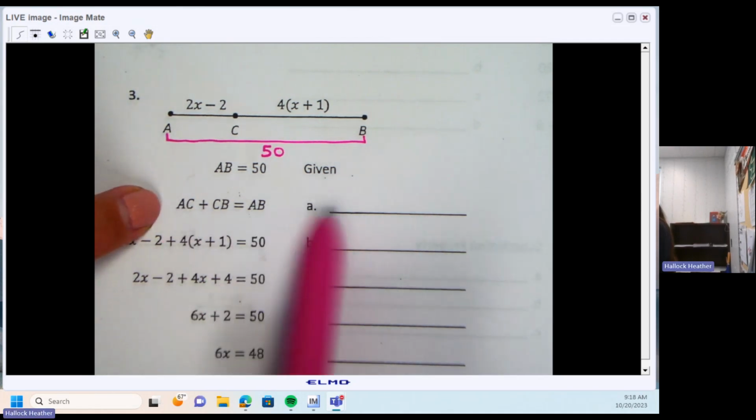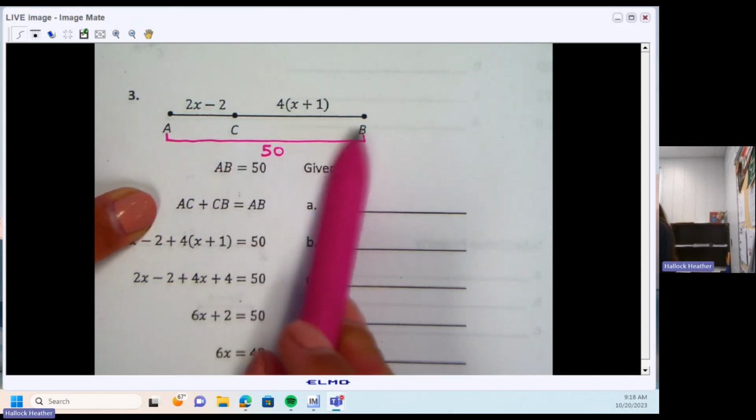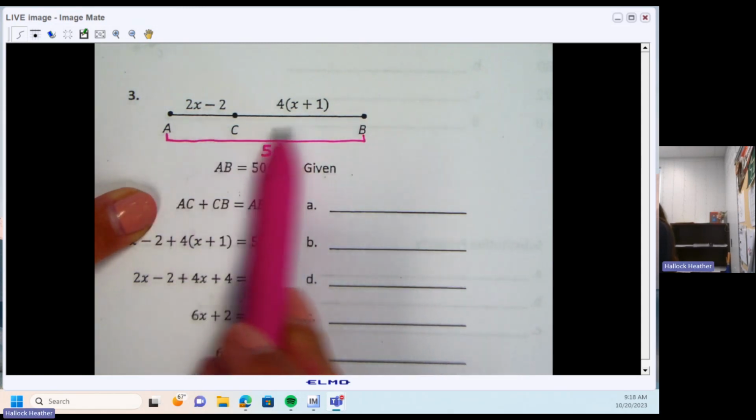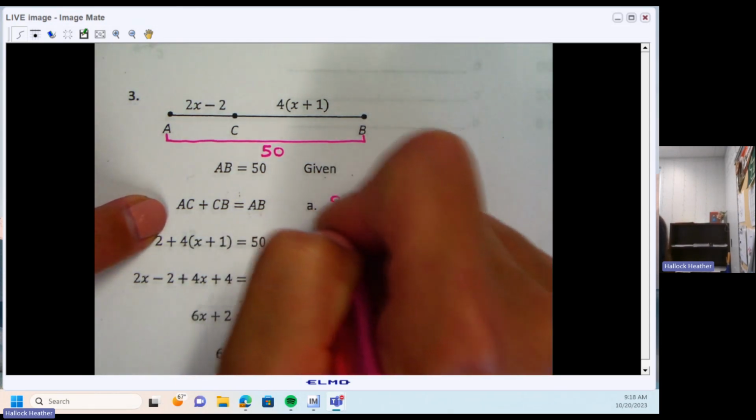From here to here, it says AC plus CB is equal to AB. There are no numbers at all. So this is representing a theorem or a postulate. So what we're going to call this step is segment addition postulate.